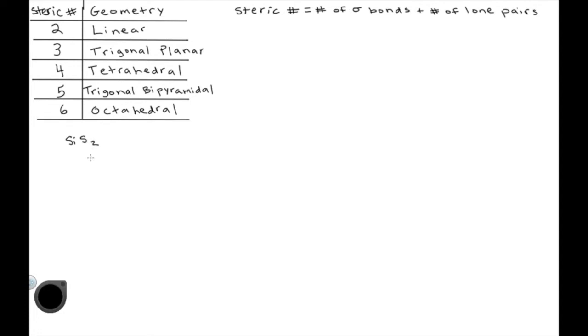SiS2. First, let's draw the Lewis structure. Silicon has 4 valence electrons since it's in group 4, and sulfur has 6 valence electrons since it's in group 6 of the periodic table. Since we have 1 silicon and 2 sulfur, we have to account for 4 plus 2 times 6 electrons, which is just 4 plus 12, which is 16. So 16 valence electrons in total.